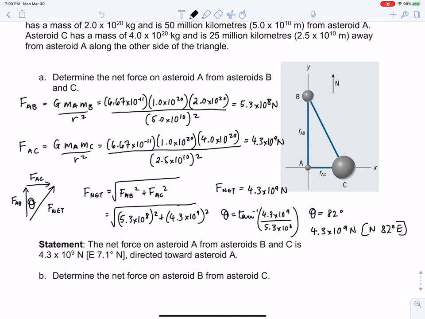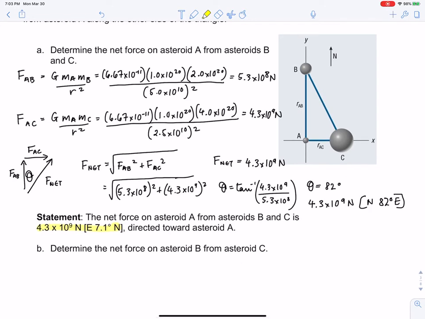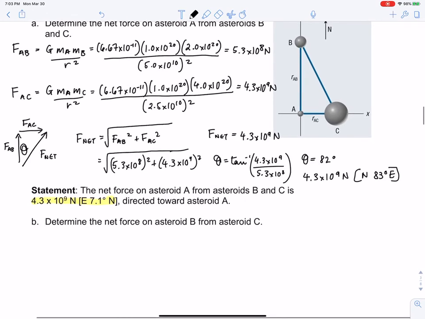Perfect. The textbook writes this as 4.3 times 10 to the power of 9 newtons, 7.1 degrees north of east. Actually, this should be, I apologize, rounded to 83 degrees. Note that 7.1 degrees north of east and 83 degrees east of north are equivalent. Awesome. Now let's determine the net force on asteroid B from asteroid C.